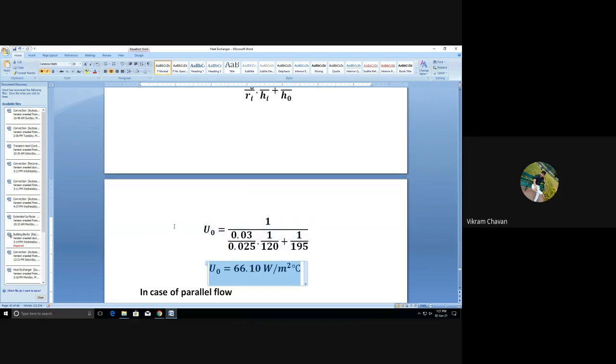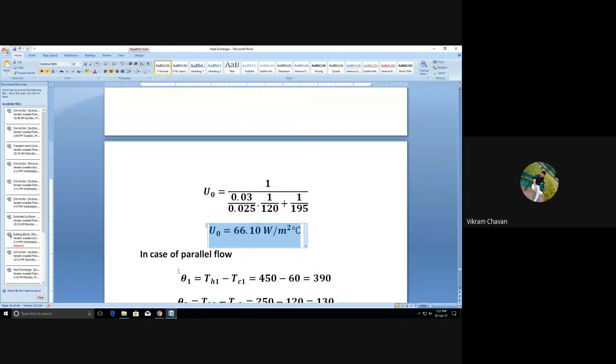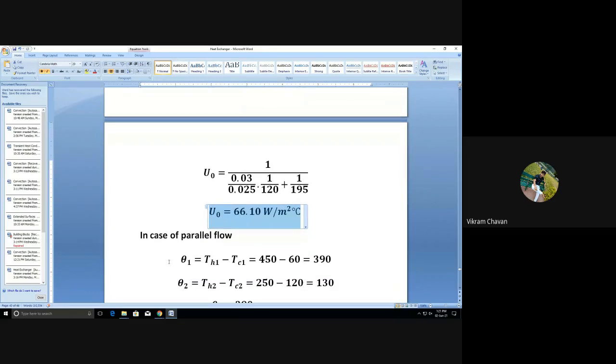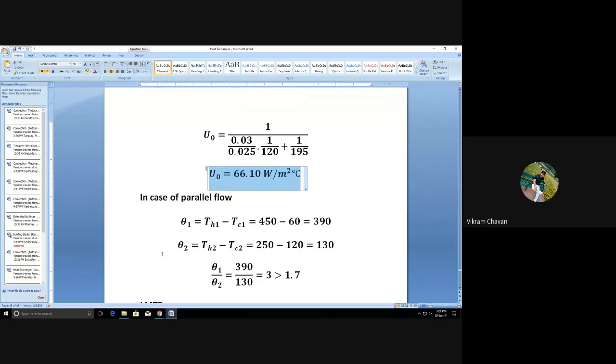Now, one of the unknowns we have determined, that is nothing but the overall heat transfer coefficient. Then the second unknown is the LMTD, that is theta suffix m, that we have to determine, which we require in the formula q is equal to U multiplied by A multiplied by theta m. So we have to calculate LMTD, but for that purpose we have to consider that the problem is about parallel flow.